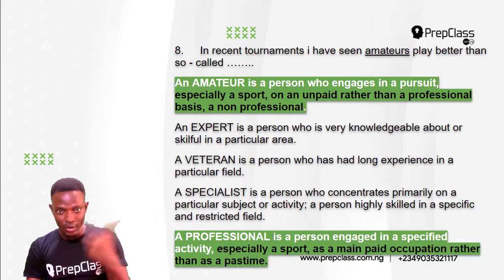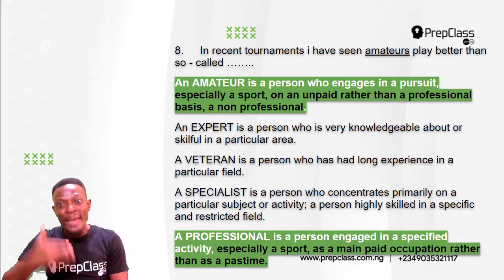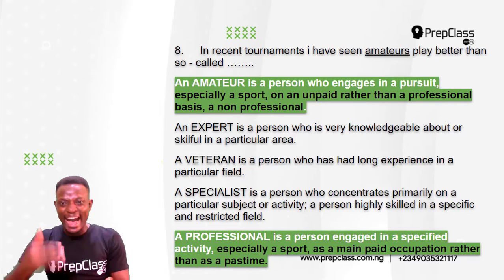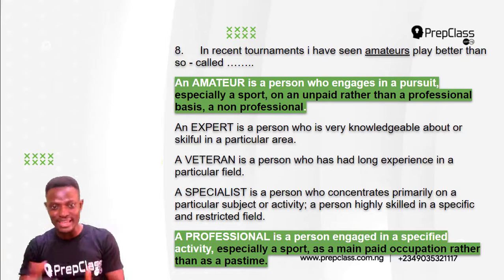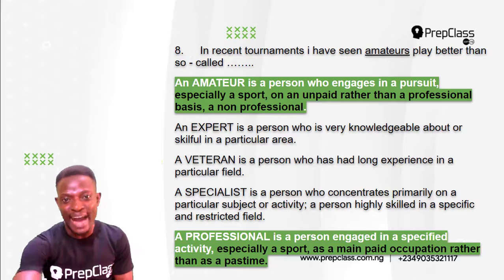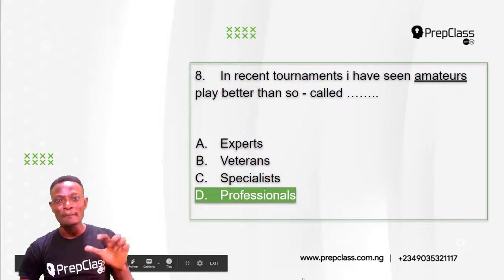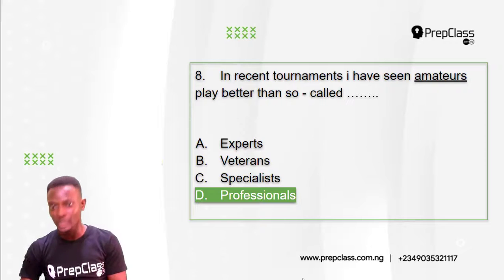Now let's continue. Under amateur, on an unpaid rather than a professional basis. Now, for professional, as a main paid occupation rather than as a pastime. So the answer is option D. In recent tournaments, I have seen amateurs play better than so-called professionals.